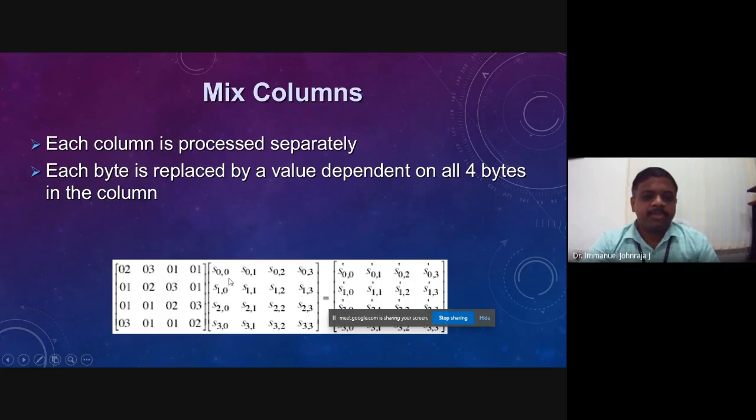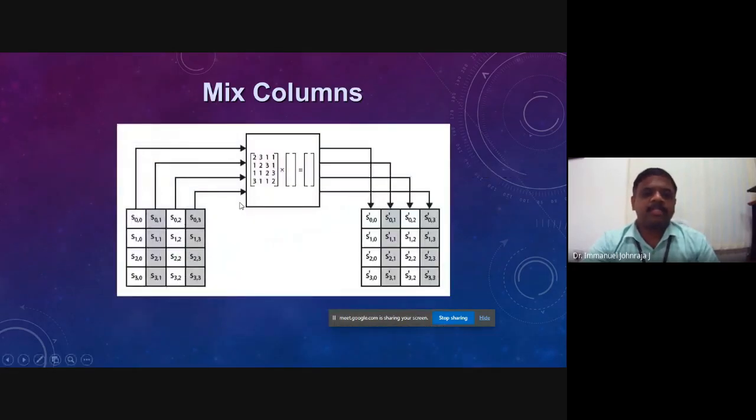All right. So this is your actual state input data. It goes for a multiplication with this matrix, and then you got the value here. So this is what's happening in the case of mixed columns. The values are changed. So this is a simple representation. The original value goes for this multiplication to get the output value. This is what's happening in the case of mixed columns.